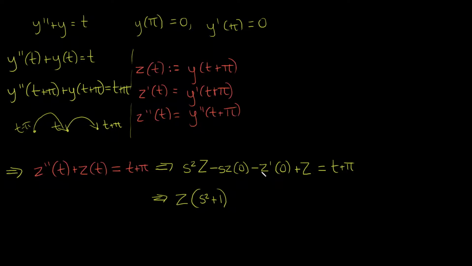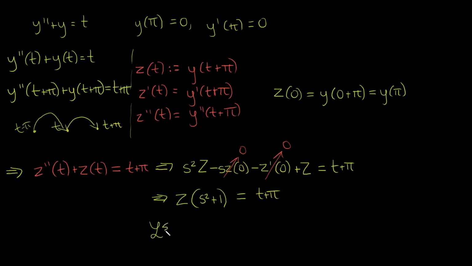Yes, this was the whole point of making z, is that z of 0, by definition, is y of 0 plus pi, which equals y of pi. And we know what y of pi is up there. So what we can do is say z of 0 equals y of pi. How convenient. Z of 0 equals y of pi equals 0. Z prime of 0 equals y prime at pi equals 0. What a nice differential equation. And now this all equals t plus pi. So, in conclusion, the Laplace transform of our function z of t equals t plus pi, all divided by s squared plus 1.